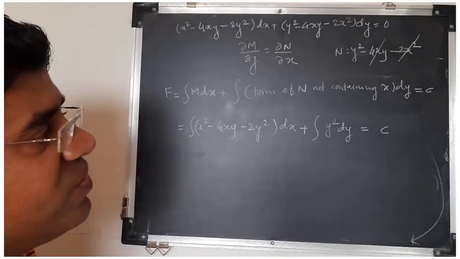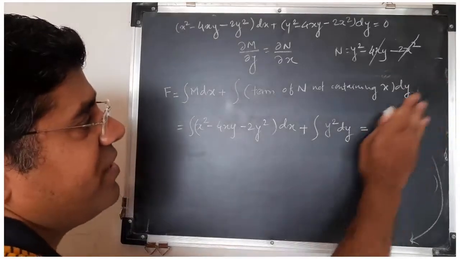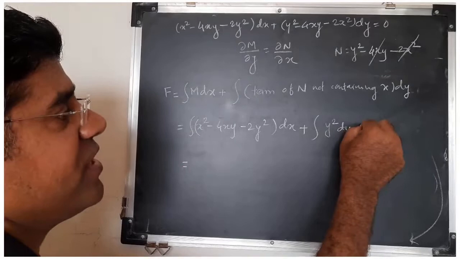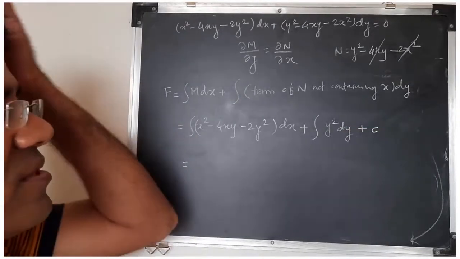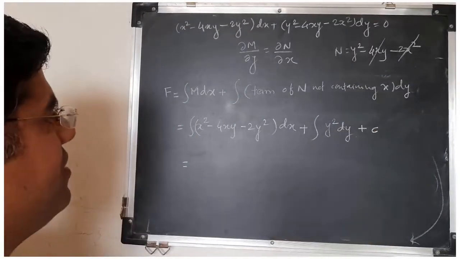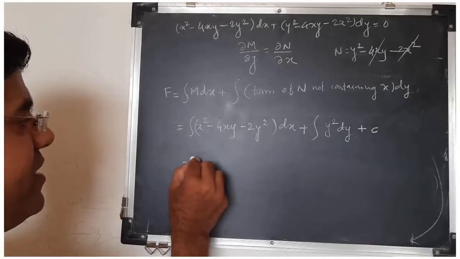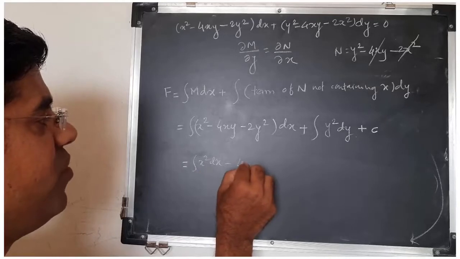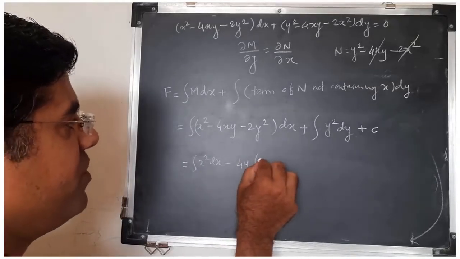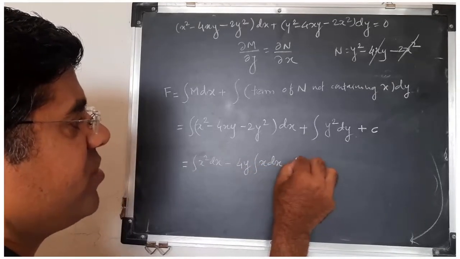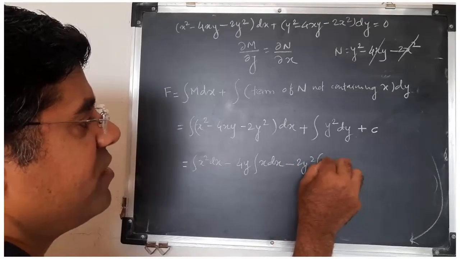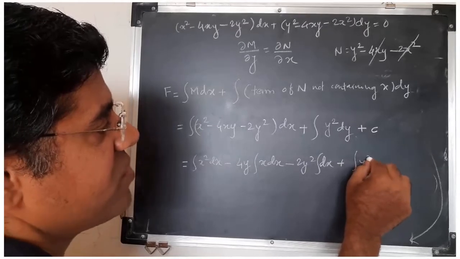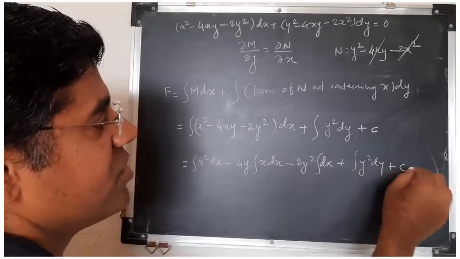So the function is this, and this is nothing but the constant of integration, which I will write as c1 or c. Now I take the integrals: the integral of x square dx, minus 4y times the integral of x dx, minus 2y square times the integral of dx, plus the integral of y square dy, plus the constant of integration.